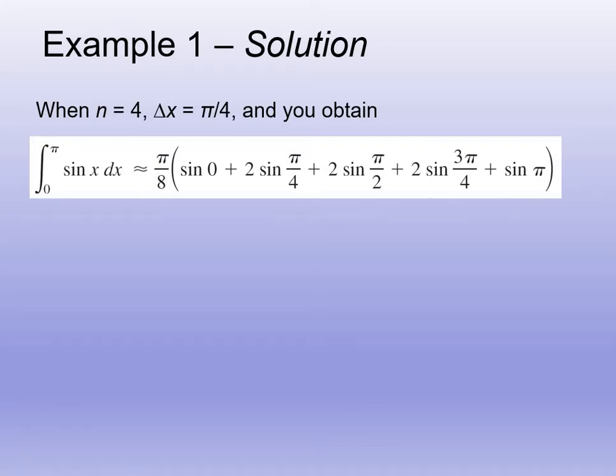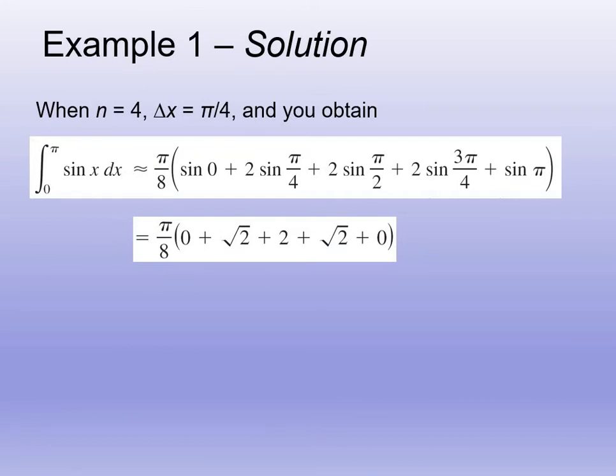And then we just need to go back to our trig and evaluate each one. So it's going to be pi over 8. We know that sine of 0 is 0. We know that 2 times sine of pi over 4 is going to be square root of 2. It's really like square root of 2 over 2, and the 2's cancel, so that's where we get the square root of 2. And then we know that sine of pi over 2 is 1, so 2 times 1 is 2. And then we have sine of 3 pi over 4. Remember that that's square root of 2 over 2, and then the 2's cancel, so we're just left with square root of 2. And we know that sine of pi is 0.